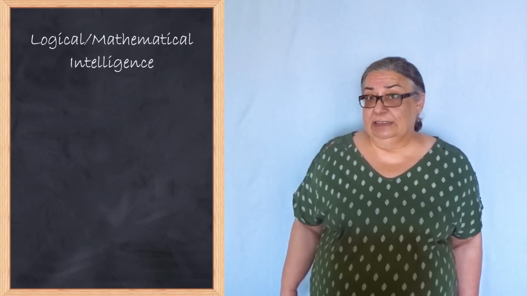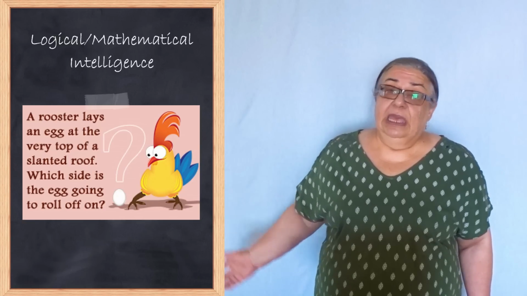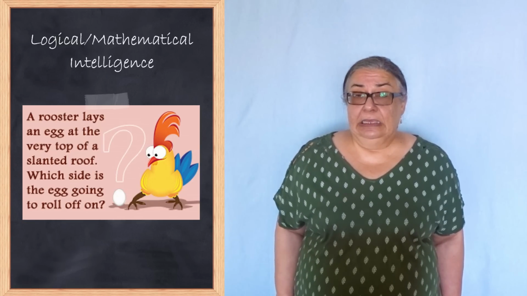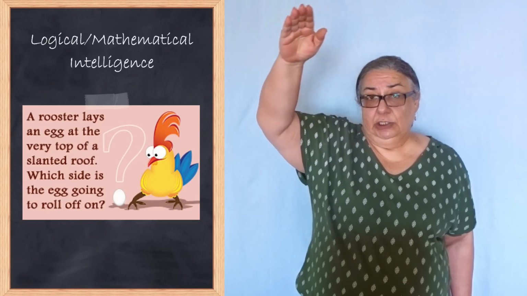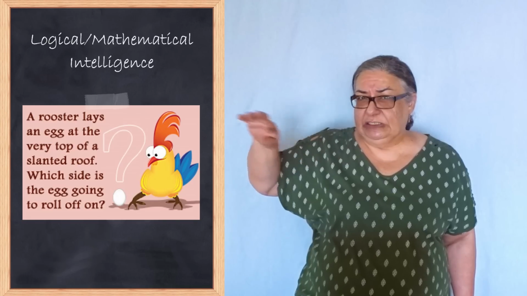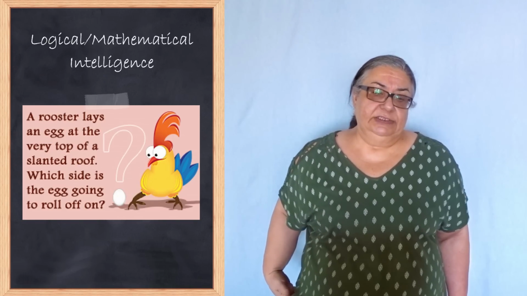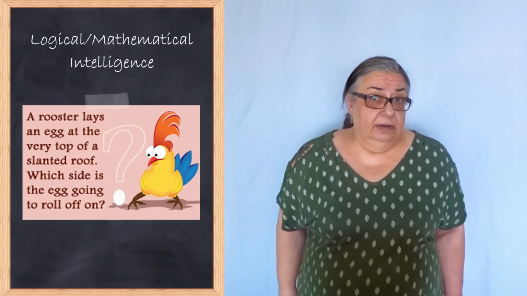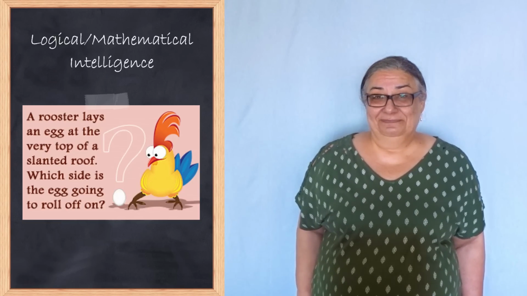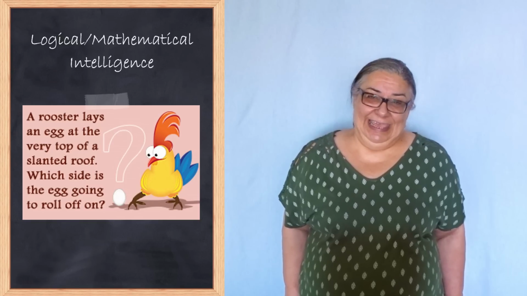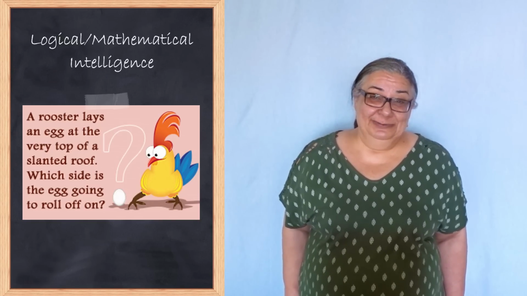The second brain teaser is this one. A rooster lays an egg at the very top of a slanted roof. Which side is the egg going to roll off on? Neither. Roosters don't lay eggs. Chickens do. Hens do.